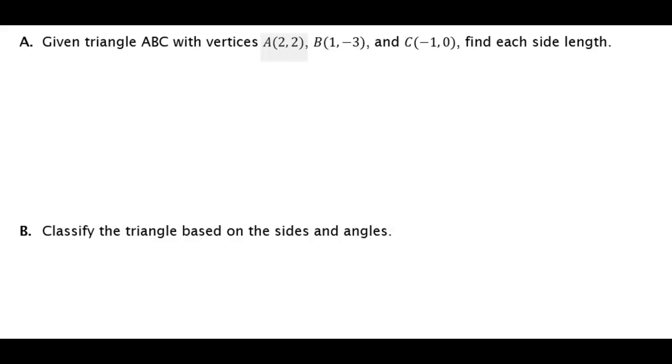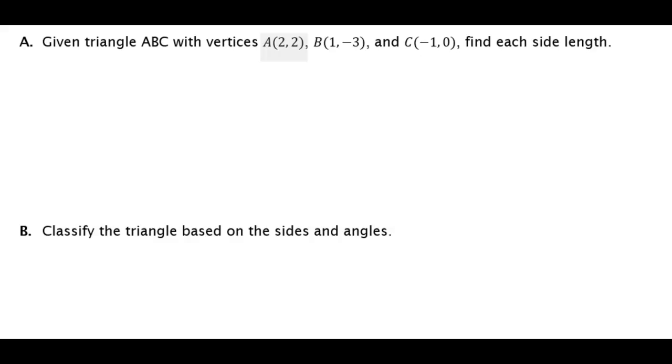We're given the vertices of triangle ABC, and we want to do two things. For part A, we're going to find each side length of the triangle, and then we're going to use that information for part B to decide what kind of triangle it is. So the first thing we have to do is find the side length of each side of the triangle.